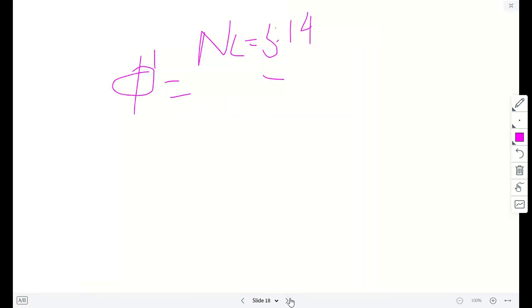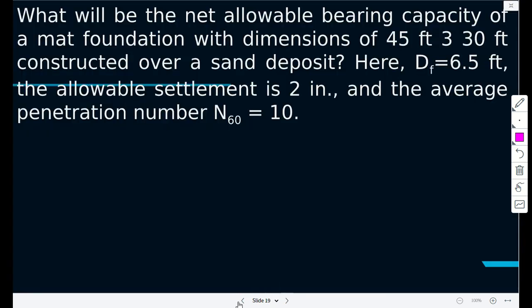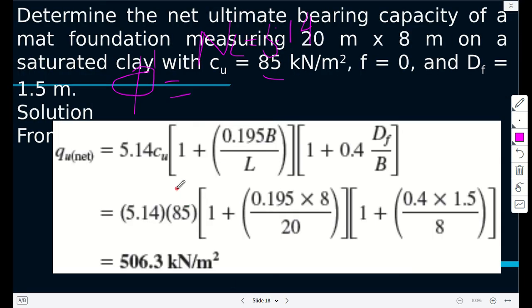So just to demonstrate how you can use 5.1 plus 0.195 over L. So 20 times 8, L is the longest length and B is the shortest dimension. L is the longest dimension and B is the shortest dimension. So df, we have been given df to be 1 point. This is just a matter of substitution.